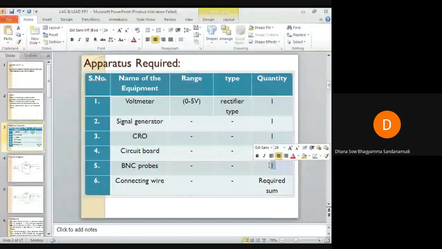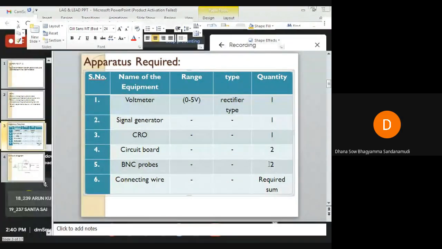You need two BNC probes, because in the CRO you have to give the X plate connection as well as the Y plate connection. The X plate connection must be given to the input side, the side to which the signal generator is connected, and the Y plate connection must be given to the output side. So you need two BNC probes, and you need some connecting wires.